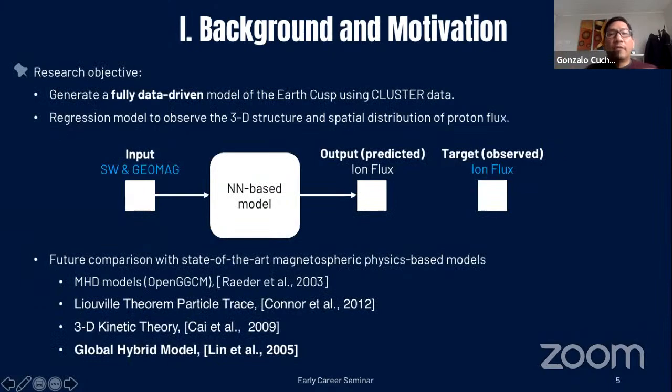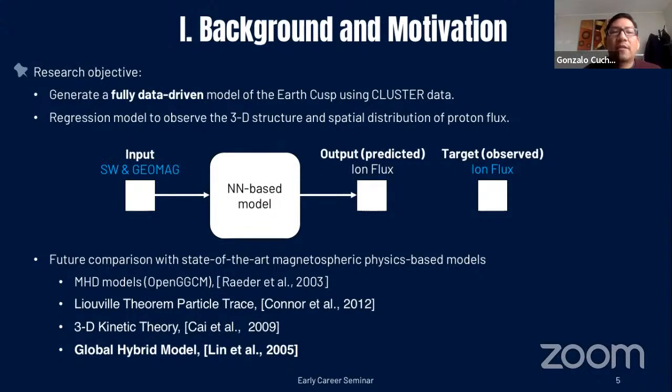So the research objective of this project is to generate a fully data-driven model of the Earth cusp, in this case, specifically using Cluster data. So we are going to create a regression model that will allow us to observe the three-dimensional structure and spatial distribution of proton flux. This model will have this structure. We have this part, which itself is the model, and is based on a neural network system. And it will have inputs and outputs.